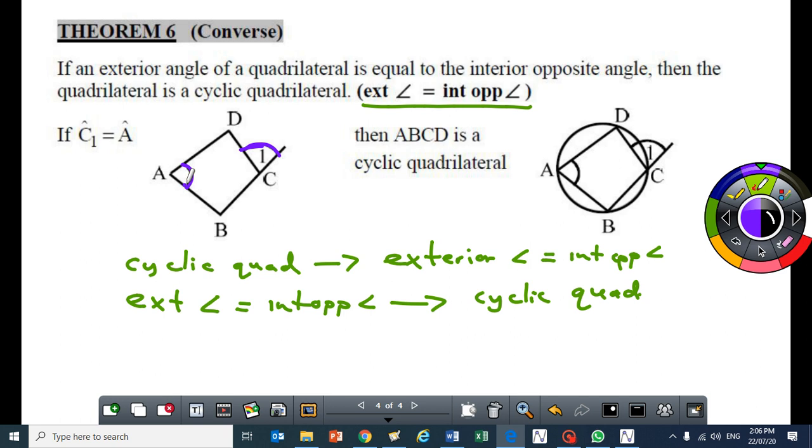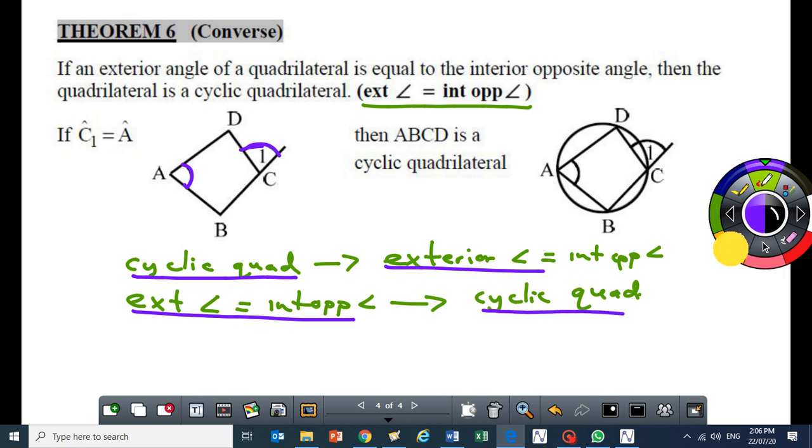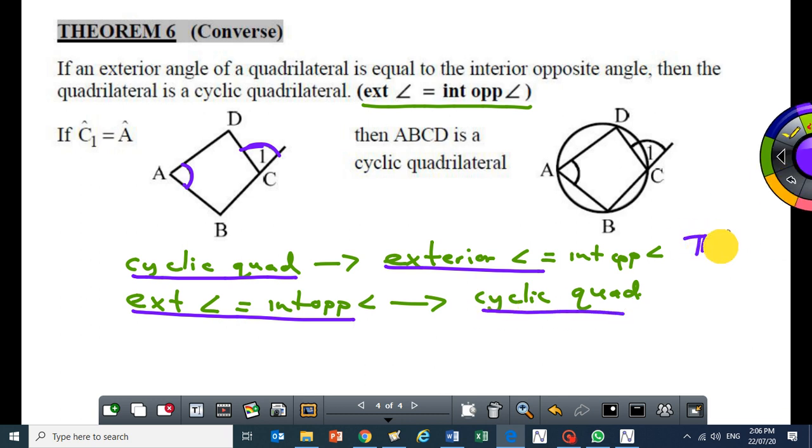So, just to conclude, for you to have a cyclic quadrilateral, the exterior angle must be equal to an interior opposite angle. To prove that a quadrilateral is cyclic, if an exterior angle is equal to an opposite interior angle, it therefore means that the quadrilateral is cyclic. So, this is the converse of Theorem 6. Okay? So make sure you know the difference.